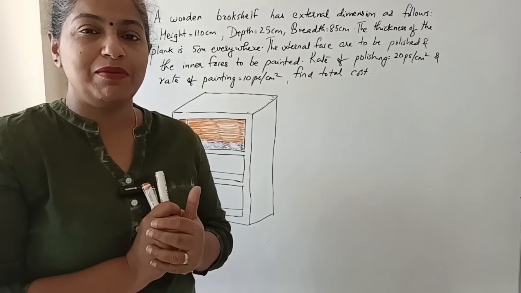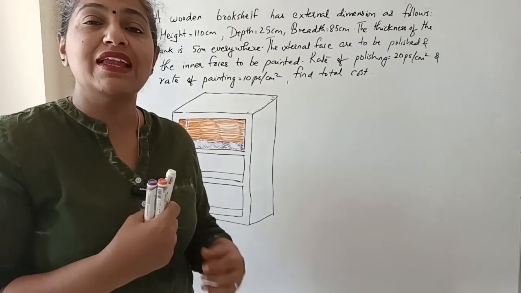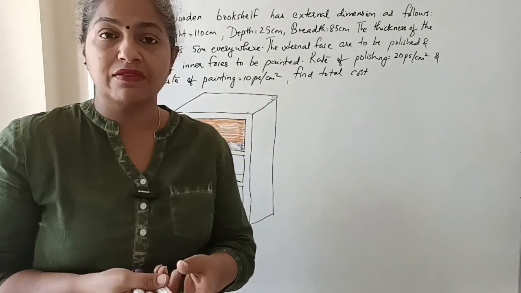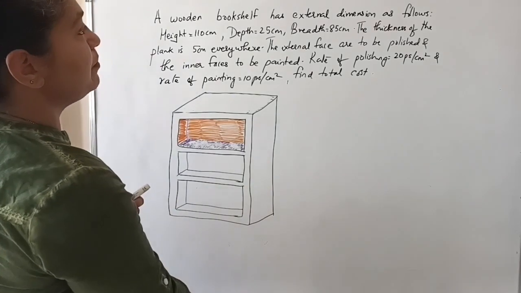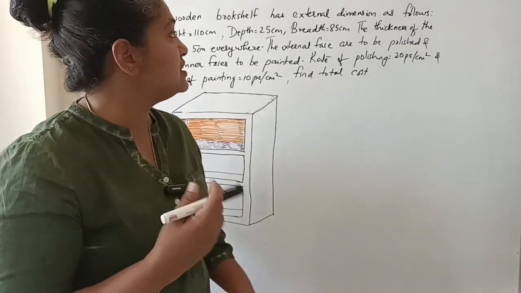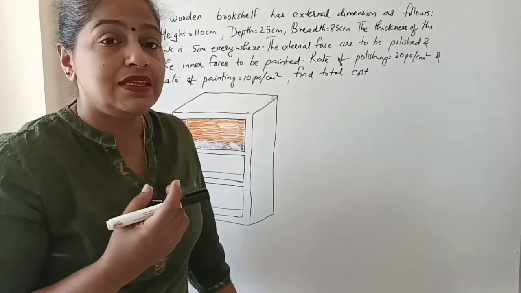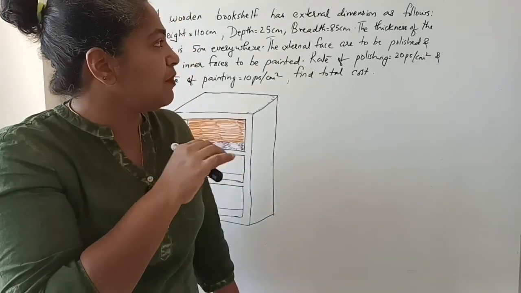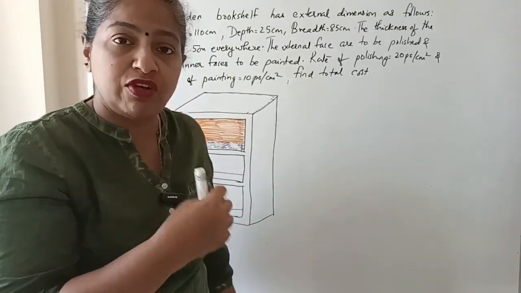I hope I have not made a mess of the whole diagram. I have tried to reproduce it in the best possible way that I can. But as long as you get the measurements correctly, I don't think it matters. So now let us get down to the sum. The height, depth and the breadth are given to you, which are the external measurements. Now our problem lies in the fact that there is a thickness that is given to you. So let us mark the dimensions and see how best we can take out the dimensions and proceed with the sum.